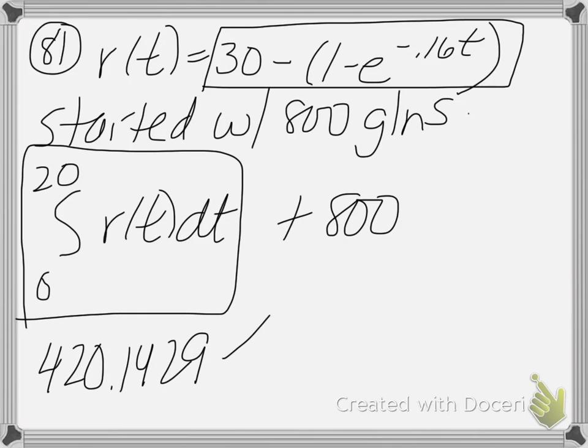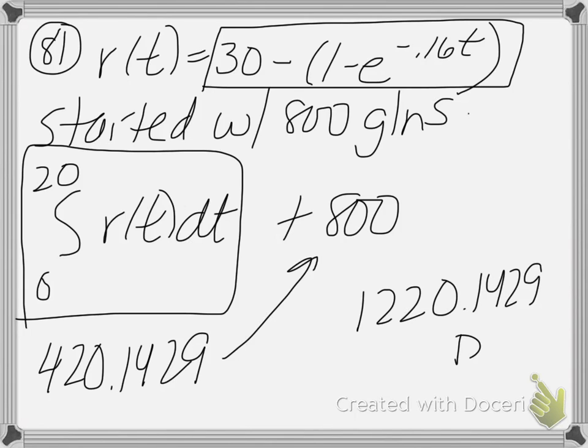And you're going to get an answer, which is 420.1429, but then you still have to add that 800. So the total will be 1220.1429, and that answer is D. Please do not take my word for this, and check it on your calculator so you get used to doing these on your calculator.